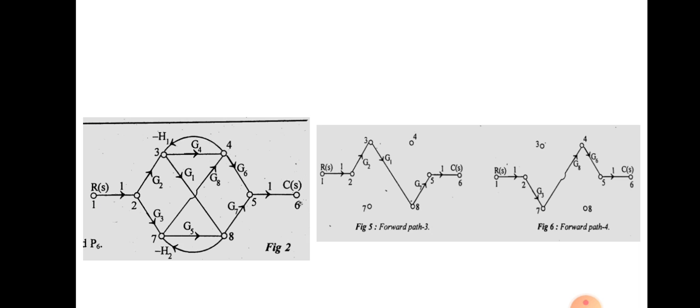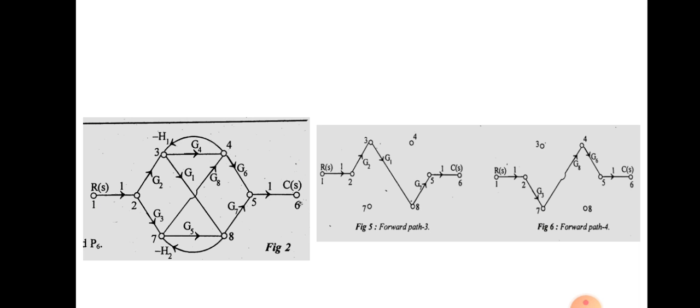Again, look at the diagram. Another forward path is there, that is 1 2 7 4 5 6. You look at the diagram, 1 2 7 4 5 6. That is also a forward path. Here the direction of flow is in the same direction, so it is a forward path. It starts from the input and then ends at the output. It is the fourth forward path, and its gain is indicated by P4, and its gain is G3 G8 G6. That is P4 equal to G3 G8 G6.